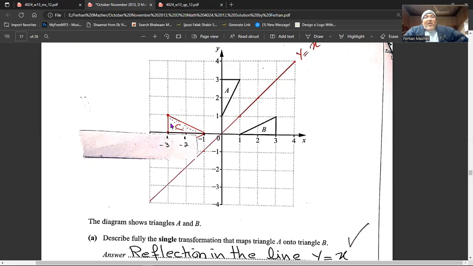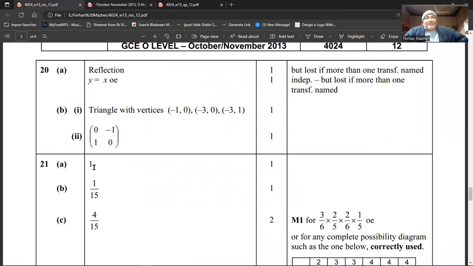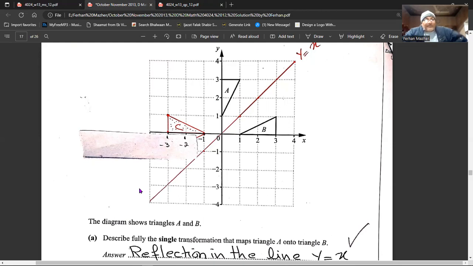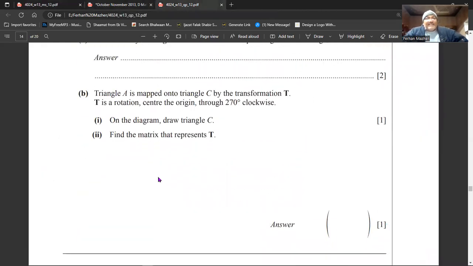So this is the C. Okay. The C is -1, 0, -3, 0, and -3, 1. Our answers are right. Okay, then the question is the second part. Find the matrix that represents the T.